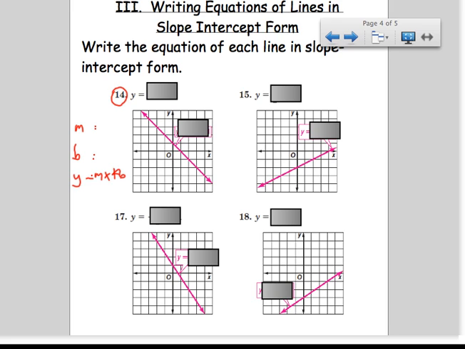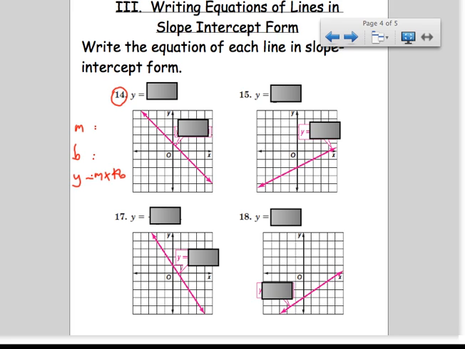Last one I'll do, 15. Again, I want to find the slope and the y-intercept of the line, and then I should be able to write the equation for it. So starting with the y-intercept, I have my y-axis here. The y-intercept is right there, which is at negative 2, so my y-intercept is negative 2. The slope, going from here to here, I can see has a rise of 1 and a run of 2. So the slope is 1/2.